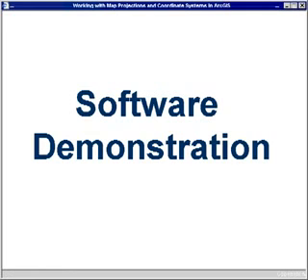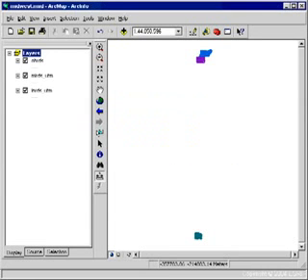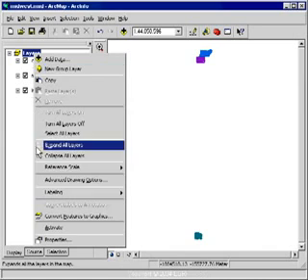So now I'm going to go back to ArcMap and try and figure out the coordinate system of this Ohio data. So the first thing I'm going to do is open up, again, the data frame properties.